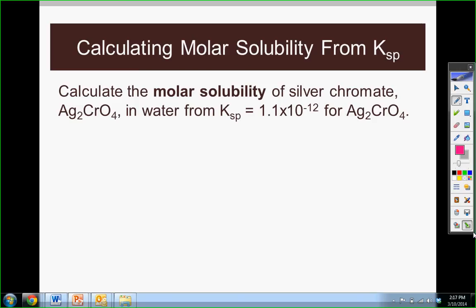Calculate the molar solubility of silver chromate, Ag2CrO4, in water, from Ksp equals 1.1 times 10 to the negative 12 for Ag2CrO4. Silver chromate. All right, what's the first thing you need to do here, Melissa?